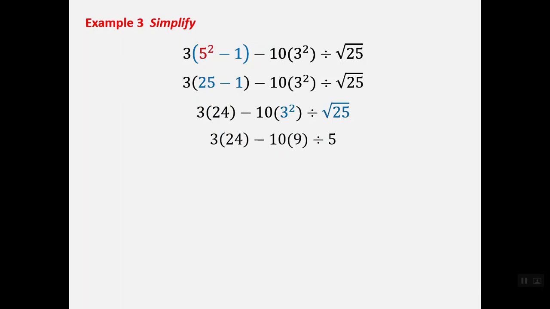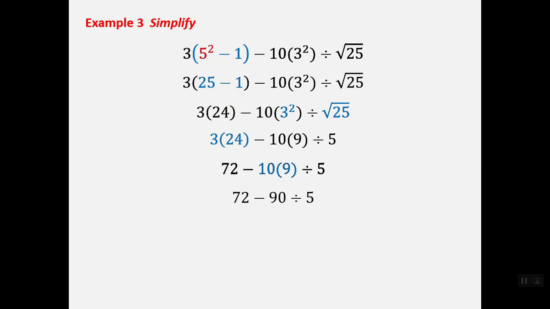Now I look and I say, well, what's going on? I've got multiplication and division I've got to take care of next, so I've got to go left to right. So 3 times 24 is the very first one I get to. I'm going to replace that with the 72. And the very next one left to right is 10 times 9, so I'm going to replace that with a 90.